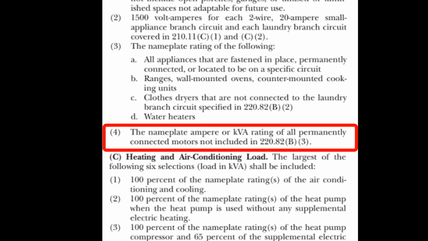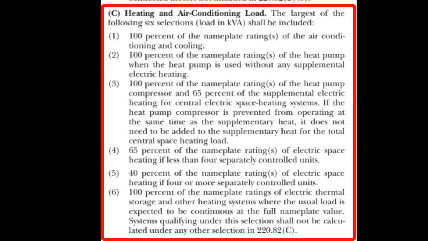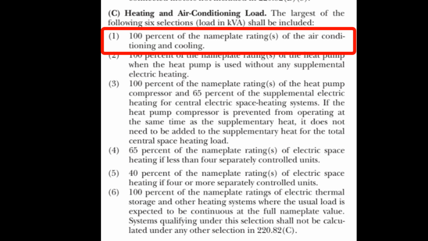4. The nameplate ampere rating or kVA rating of all permanently connected motors not included in 220.82 B3. A well pump would fit this category, but I don't have one. C. Heating and air conditioning load. The largest of the following 6 selections, load in kVA, shall be included. 1. 100% of the nameplate rating of the air conditioning and heating. I'll be using the air conditioning load in my house. That's actually the largest single load I have.